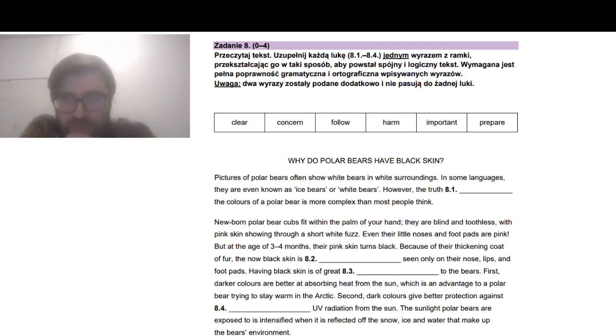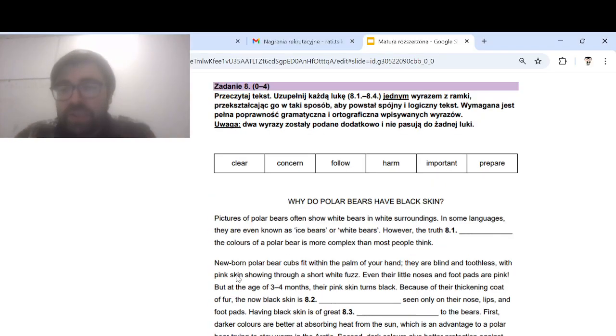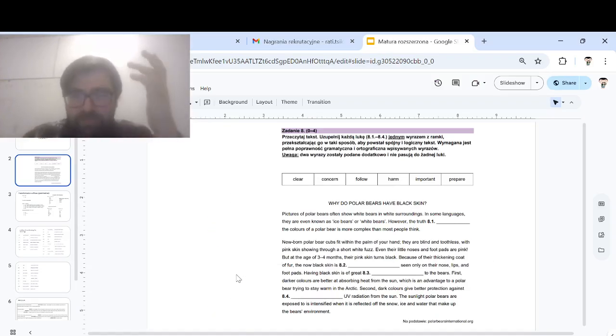Now let's look at the words that we have left. First two are gone. Great follow, not really. We are not talking about following, basically. Harm, there is no damage. We are talking about some advantages later. So this is out. We have important and prepare. There is no information about some process that we need to prepare before or after. So there is only important left. Important is an adjective, so we need to turn the adjective into a noun.